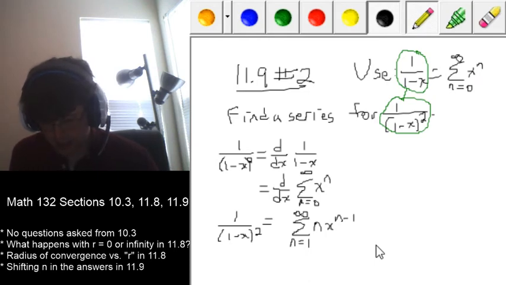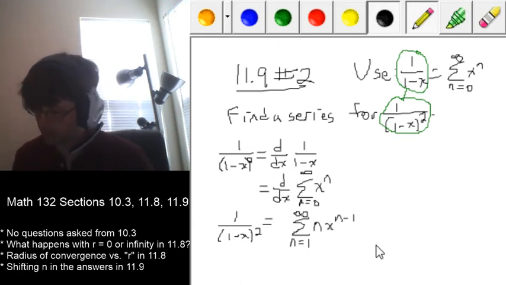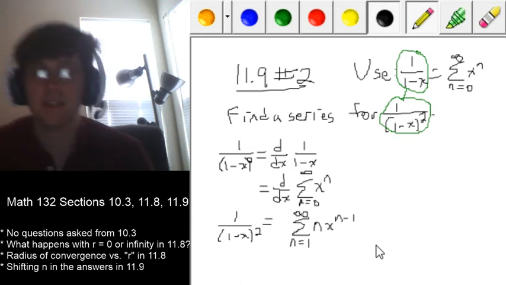The question is, is our answer actually the same thing as the answer in the back? And if so, then I don't really care what the back says. I'm just going to go with our answer. So here's the answer in the back.